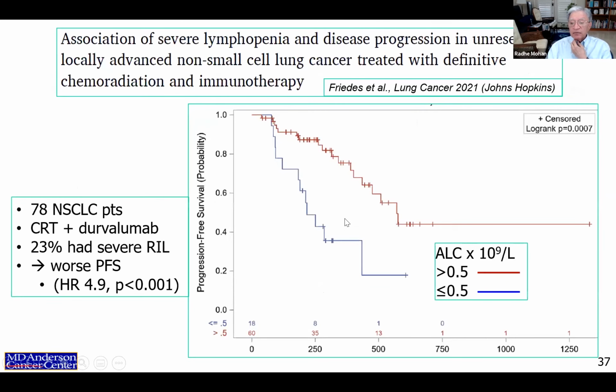Here's a quick example of where the survival of patients depended upon the condition of the immune system. Patients who had severe lymphopenia grade 3, for example, a lymphocyte count of less than 0.5, did much more poorly in terms of survival than the patients who had a higher lymphocyte count in the bloodstream.